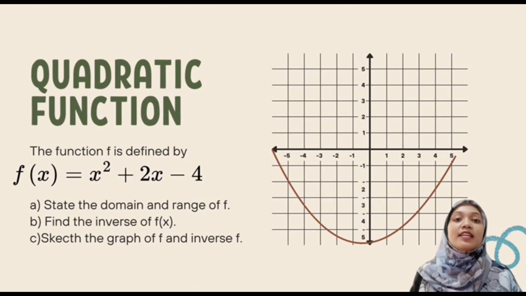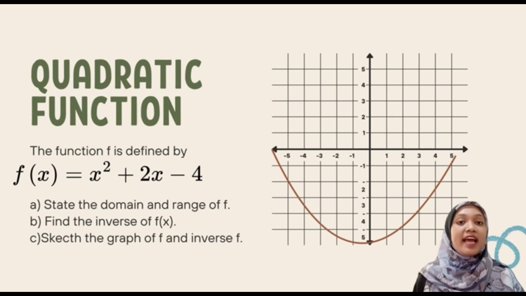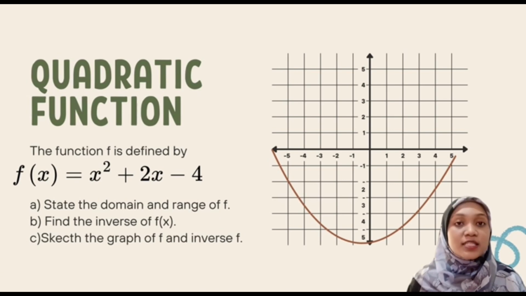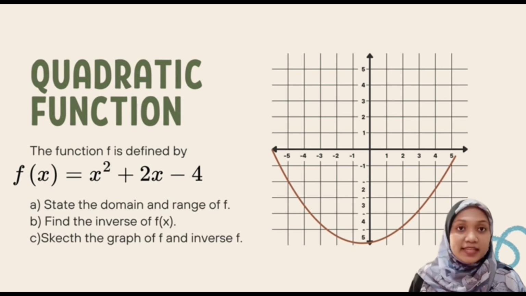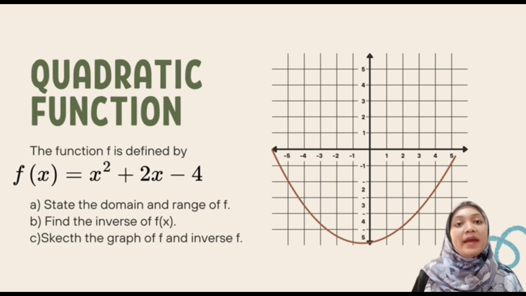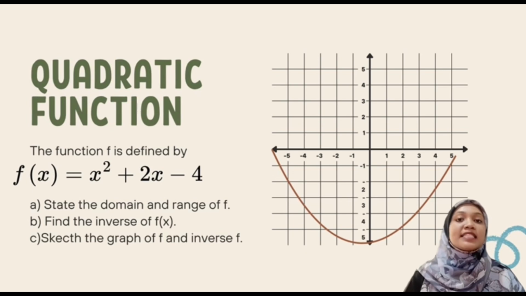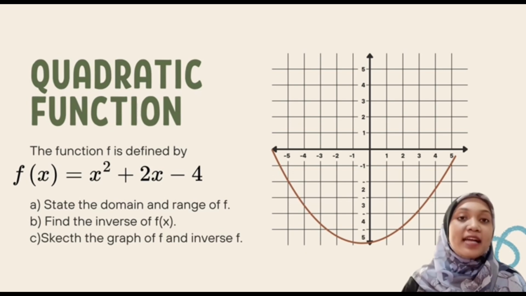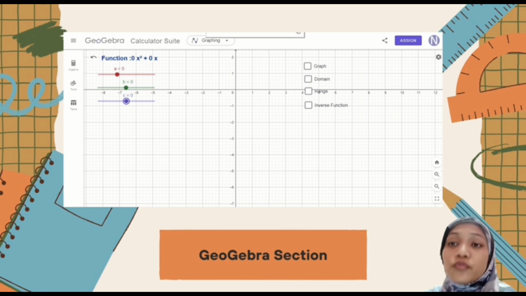Another question about this subtopic, quadratic function. The function f is defined by f(x) equal to x squared plus 2x minus 4. A. State the domain and range of f. B. Find the inverse of f(x). C. Sketch the graph of f(x) and the inverse of f. Next, we will move on to the quadratic function.